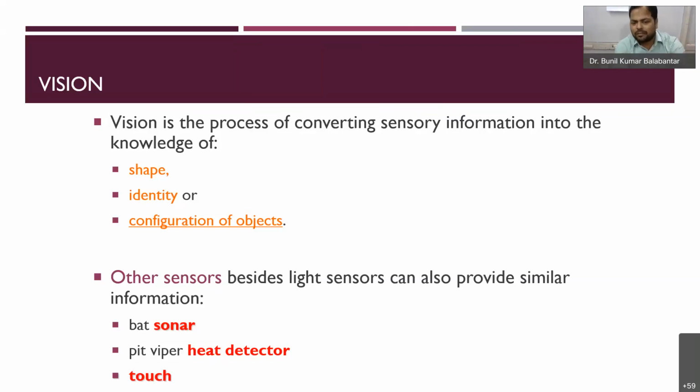Similarly, there are different varieties of sensors which can identify the shape, identity, and configuration of objects, right? Bar sensors are available, heat detectors are available, touch sensors are available. So these are the different other sensors available.